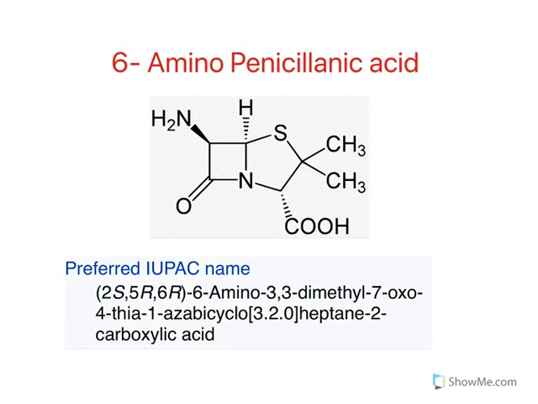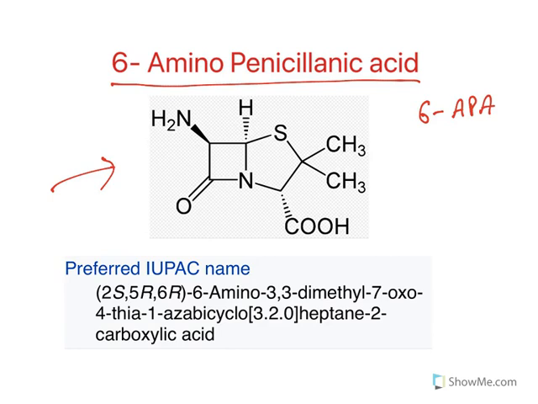Now if you know the penam thing, you can name anything with the substitutions. So this is 6-amino penicillanic acid. This is popularly known as 6-APA. Let us see the IUPAC name. See, the preferred name starts from this one. Now you need to understand certain things. Whenever IUPAC nomenclature is given, it all starts with stereochemistry. First you need to talk about stereochemistry.